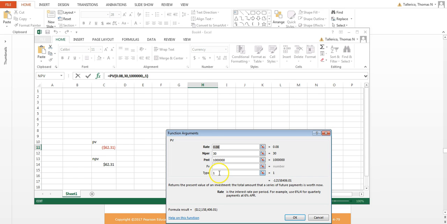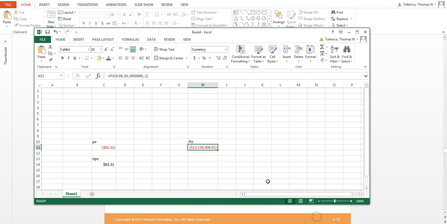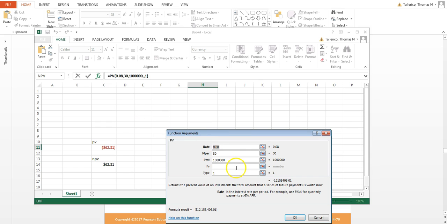So this is a new thing. I don't know if I showed you. I'll click on it, and you see what it says here. Type is the logical value: payment at the beginning of the period equals 1. Payment at the end of the period equals 0 or omitted. So anyway, you can see how easily I got the answer there. So again, all one has to do is throw 3 numbers in boxes here, maybe put a 1 here to tell you it's at the beginning of the period, and you're done.